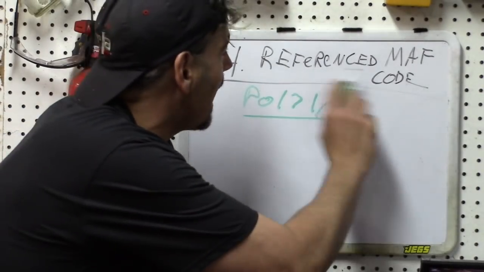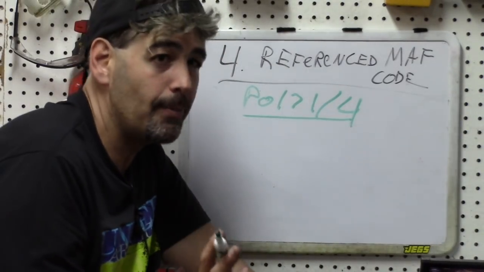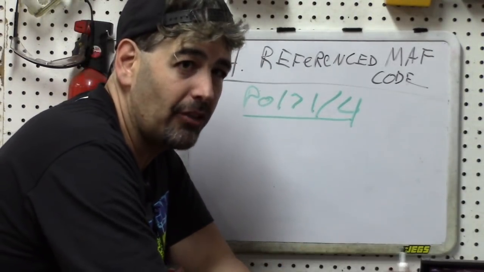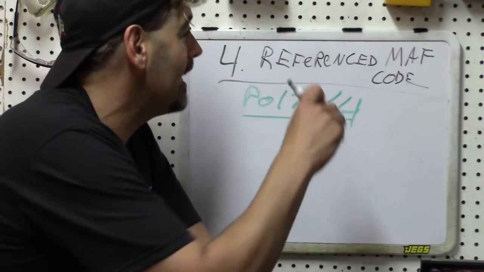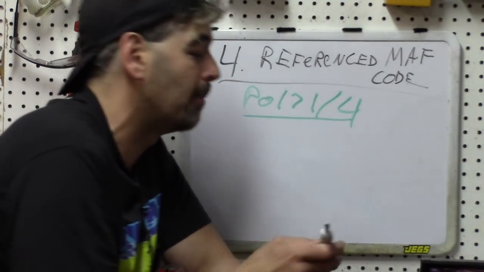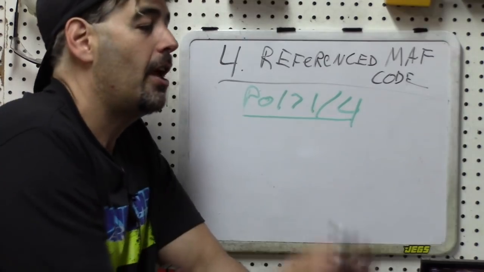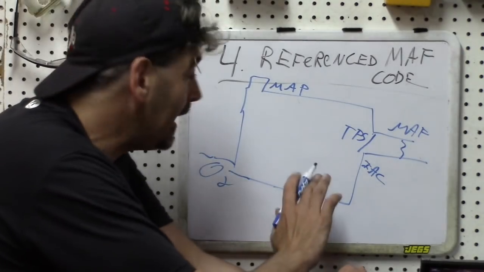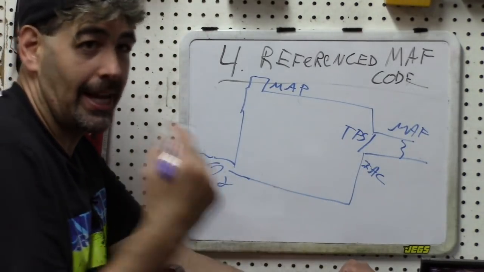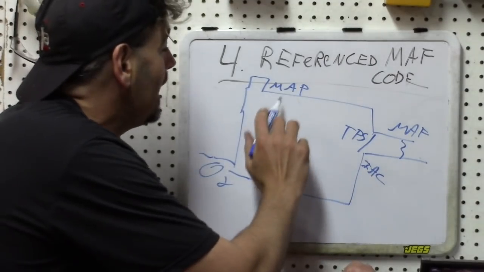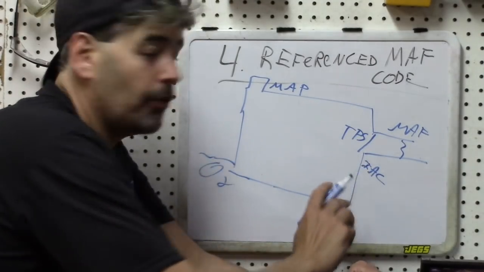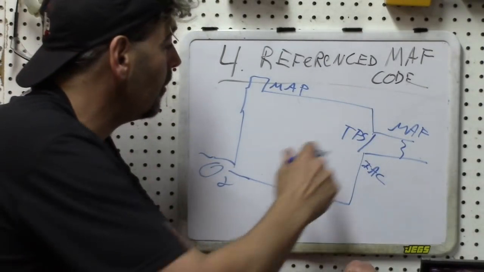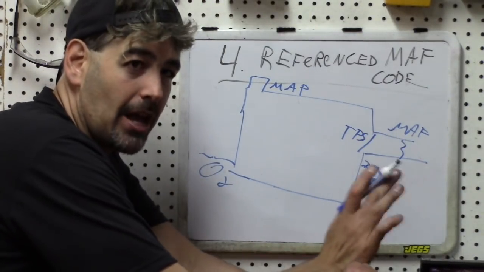Now, technically, that's not a referenced MAF code. A referenced MAF code is when the computer is showing you that you have a mass airflow code, and it's not the mass airflow sensor that's the problem. A great example of this is the previous video on the Volkswagen. You have to keep in mind, we have many different things that are involved in measuring air induction on the car, and an inaccuracy with any of these components can cause a referenced code or an erroneous code to be thrown on any of the other components.